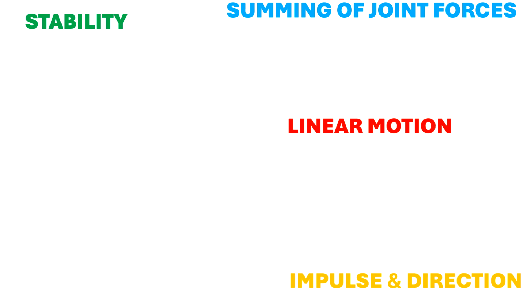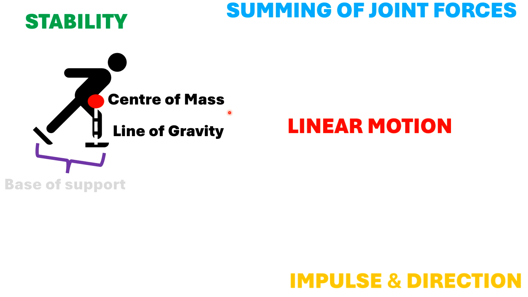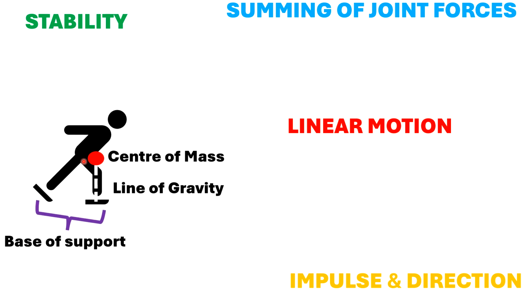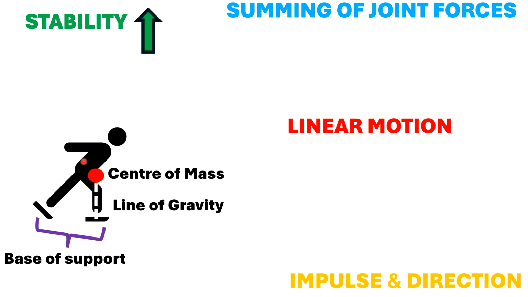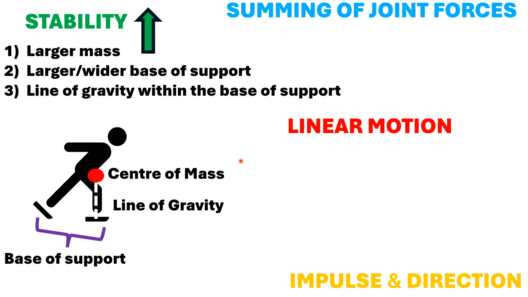Let's start with stability. So what does it depend on? First thing we have is the center of mass, followed by the line of gravity, which goes straight under the center of mass, vertically downwards, and the base of support, okay, in this case, the feet. Now, how do you actually increase your stability based on this? Well, the larger your mass, the more stability you're going to have. The larger or wider your base of support, again, the more stability.